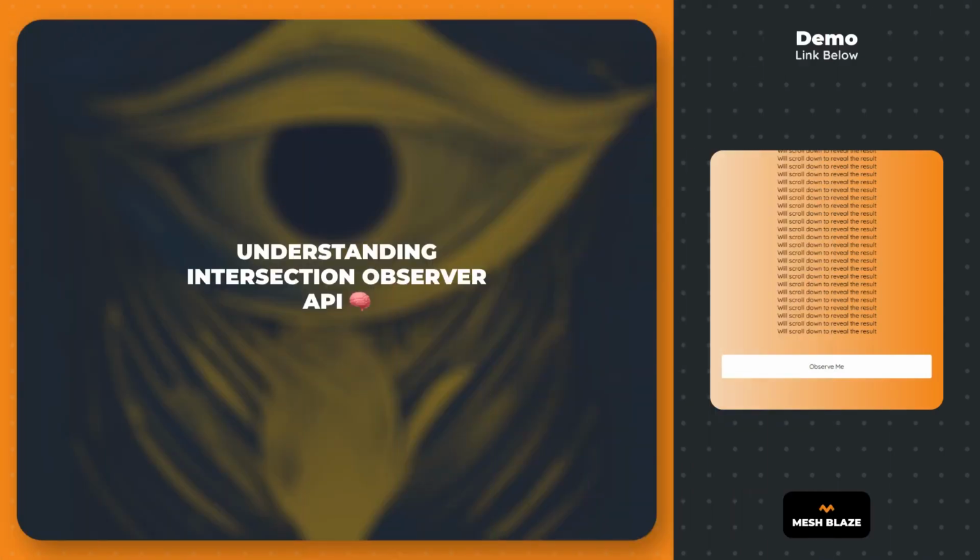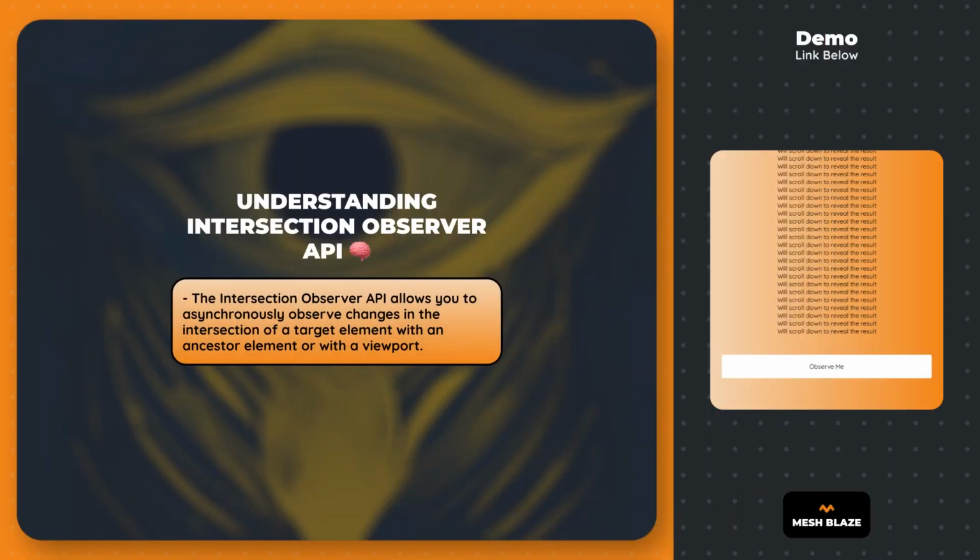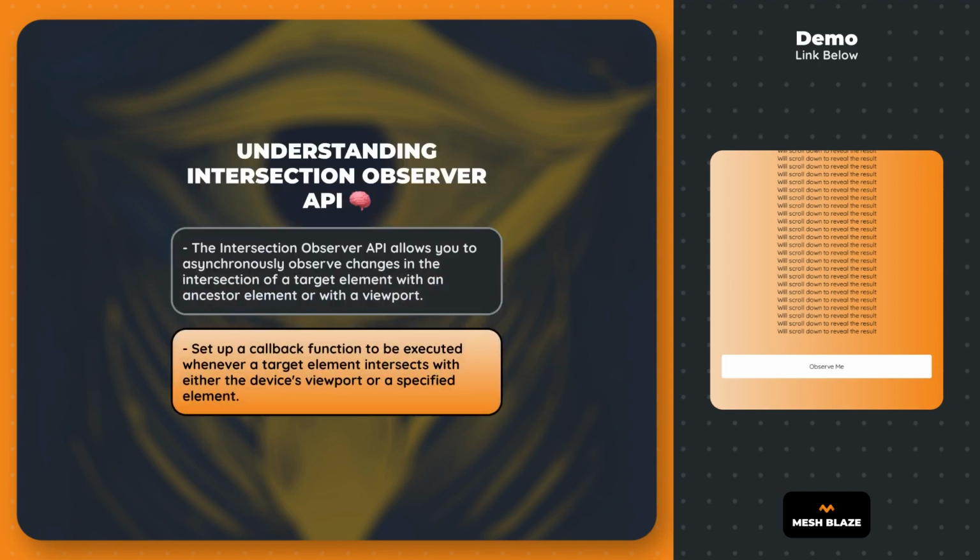Understanding Intersection Observer API. The Intersection Observer API allows you to asynchronously observe changes in the intersection of a target element with an ancestor element or with a viewport. Set up a callback function to be executed whenever a target element intersects with either the device's viewport or a specified element.